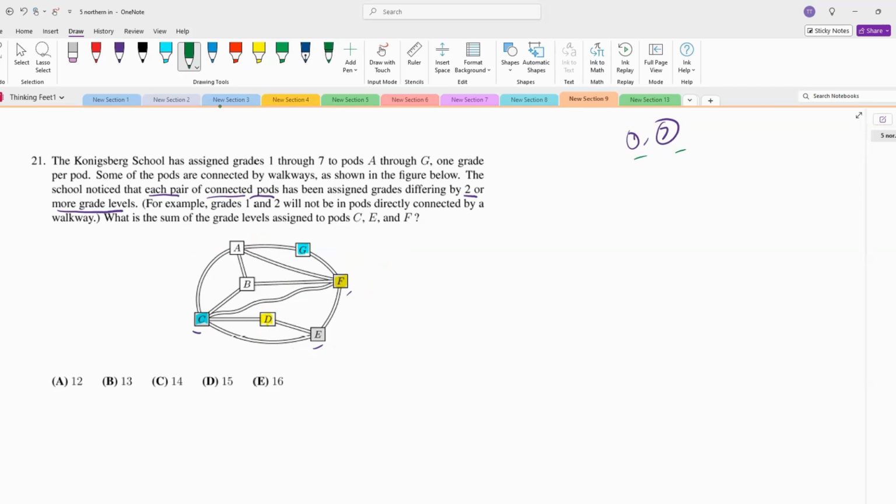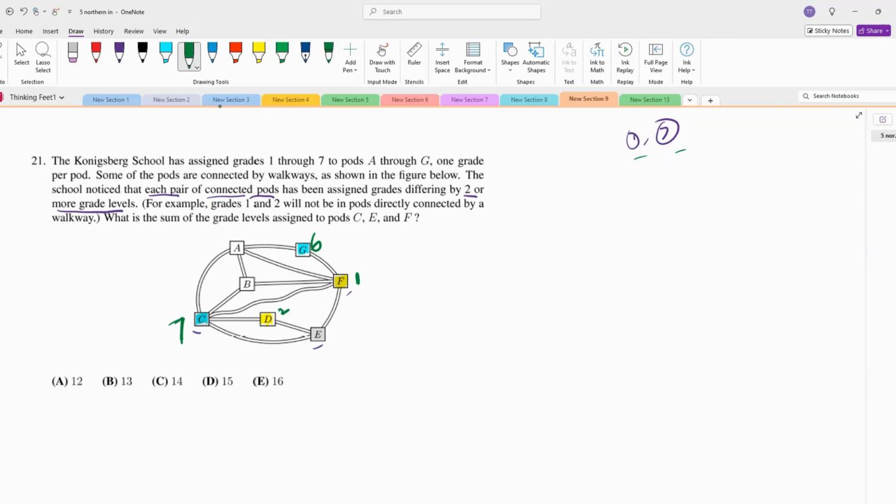So I don't think it matters, but let's try. Let's make this 1. Let's make this 7, right? And the pod that F is not connected to, which is D, right? This is 7. So D will have to be 2, right? D will have to be 2 because that's the only way F and D are disconnected. And G will have to be 6 because that's the only way that 6 and 7 stay disconnected, right?